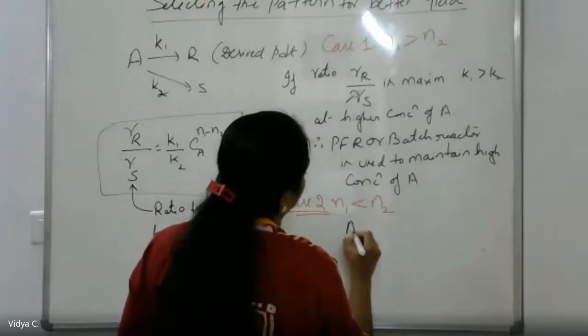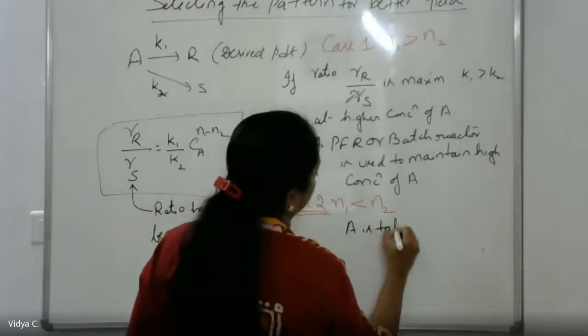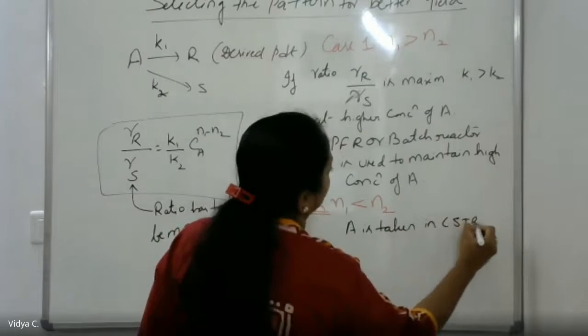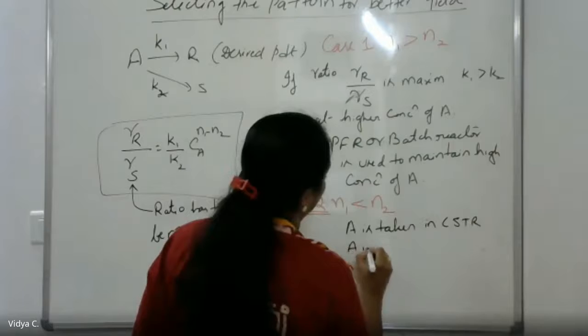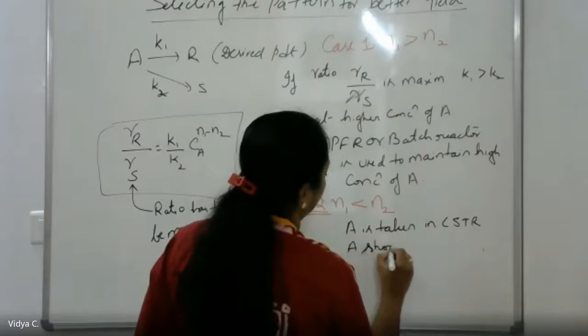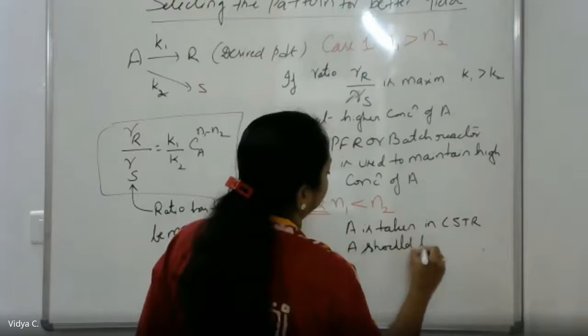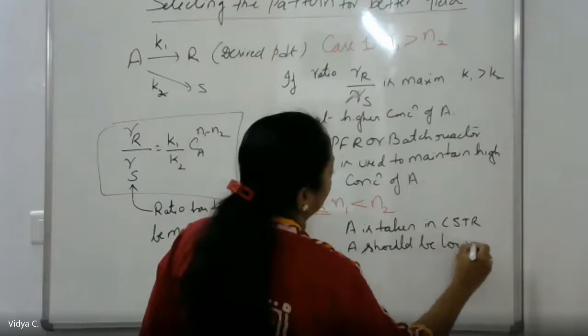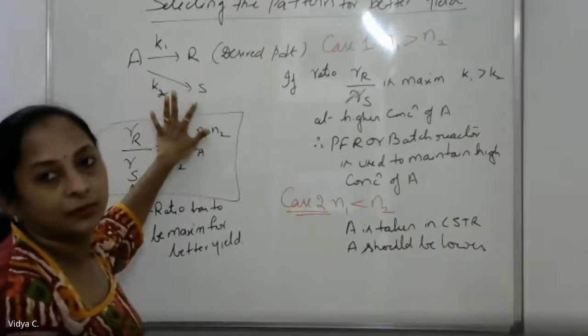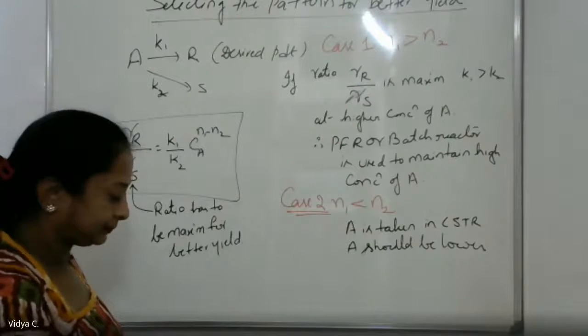So A should be taken in a CSTR, and A should be lower. If A is higher, more S will be formed. Okay, that is the meaning.